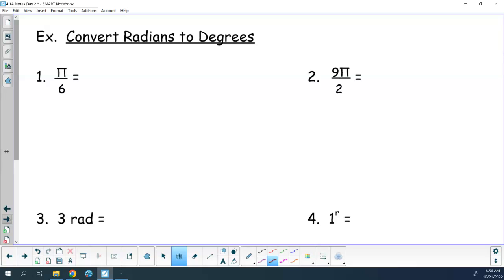Converting the other way now. So when we convert the other way, now instead of multiplying by pi over 180, I'm going to multiply by 180 degrees over pi radians. And we're going to assume that there's radians there. Cancel, cancel. Pi's cancel each other out. 180 divided by 6. 30.